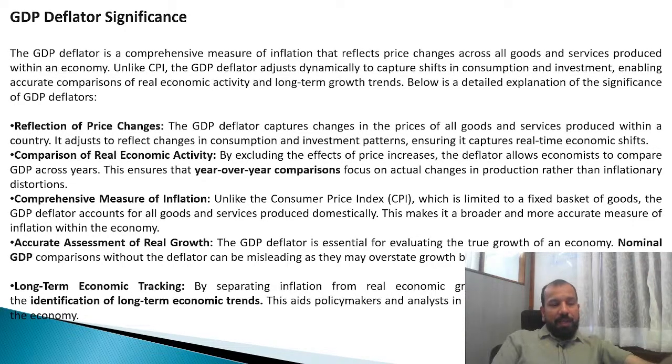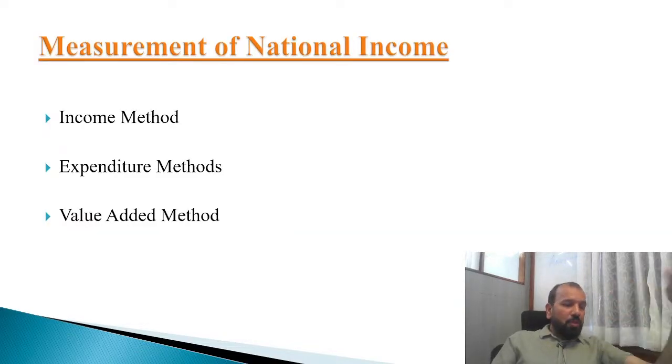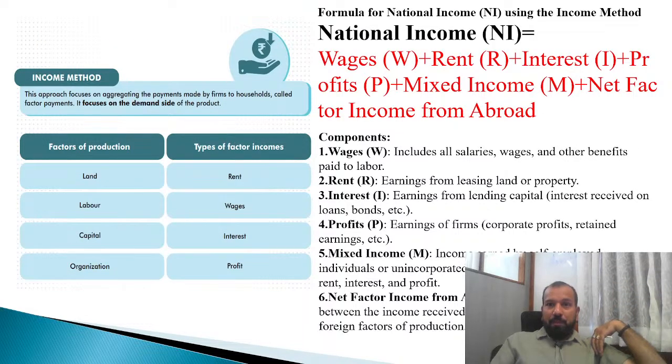Comprehensive measures of inflation, and accurate assessment of the real growth and long-term economic tracking. So these are the significance of the GDP deflator. These are the very basic and common measurements of national income: the income method, expenditure method, and the value-added method. In income, the first is the formula for the national income using the income method.